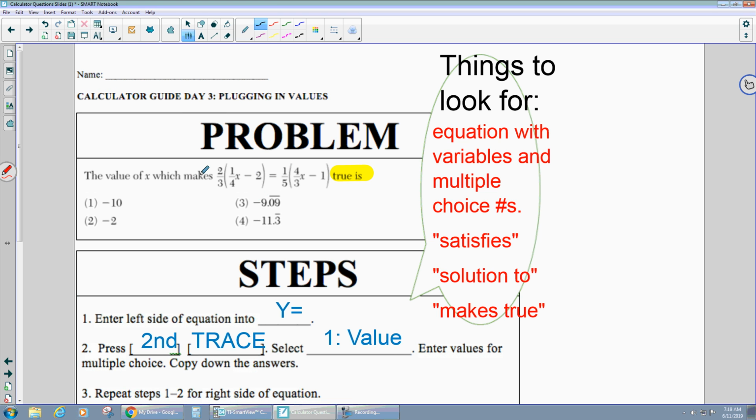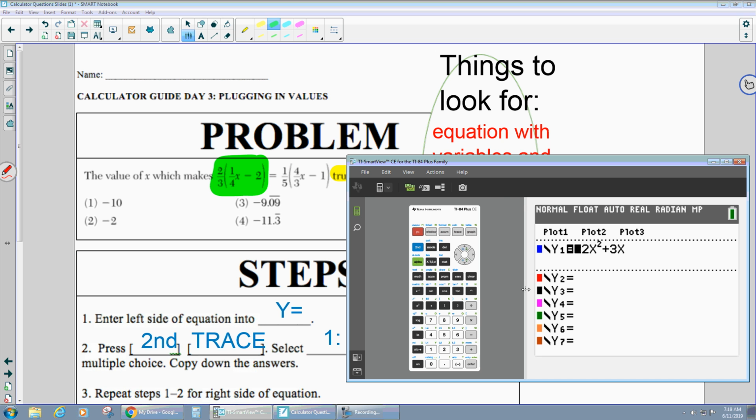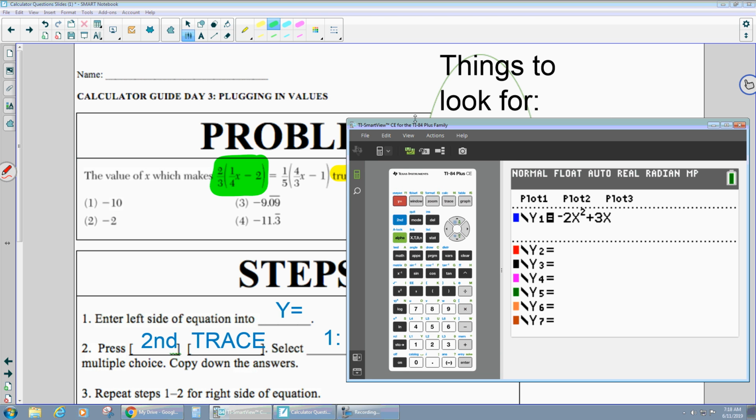We're going to work with the left side of our equation first, so let's focus only on this left side. Left side only. So open up our calculator. We're going to go to y equals. See if I can make this a little bit bigger. We're going to enter this expression into our y equals. To get a fraction, we're going to press alpha y equals, and I get 2/3, parentheses, another fraction, so alpha y equals again, 1/4 x minus 2, and let's close our parentheses.